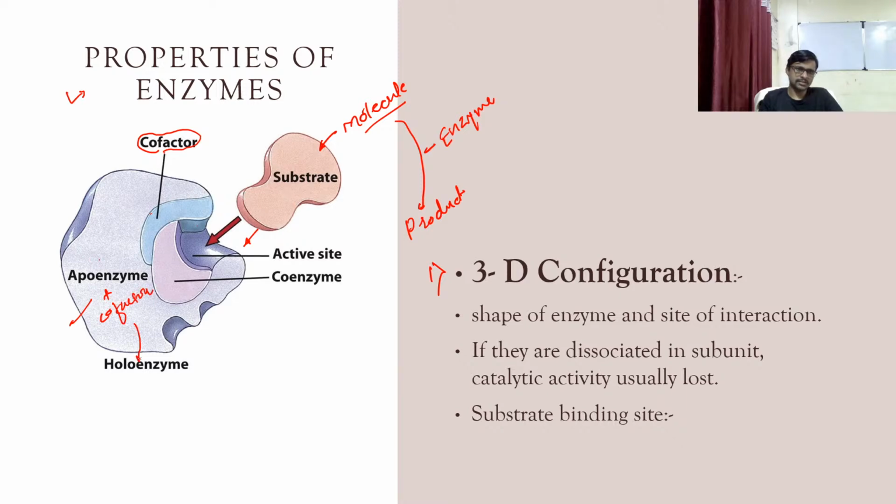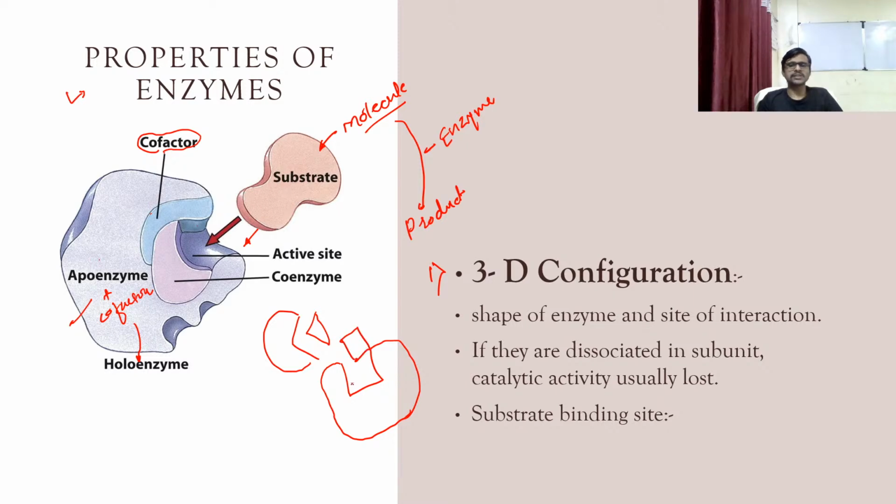Now you can say it is a holoenzyme. So this is a holoenzyme with active site, coenzymes and cofactor. Everything is there with an apoenzyme, so you can say it is a holoenzyme. In this enzyme, let's say this is an enzyme and the substrate looks like this. For example, this is another enzyme and the substrate of this enzyme looks like this.